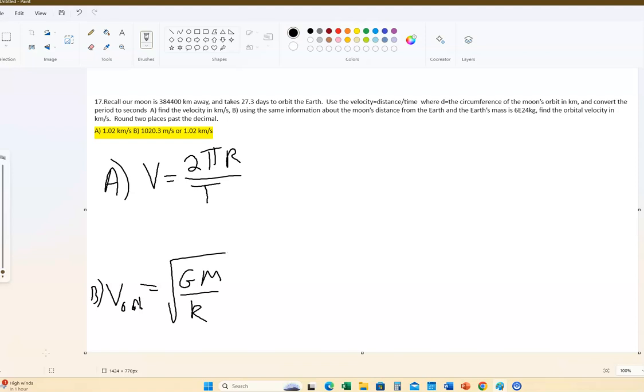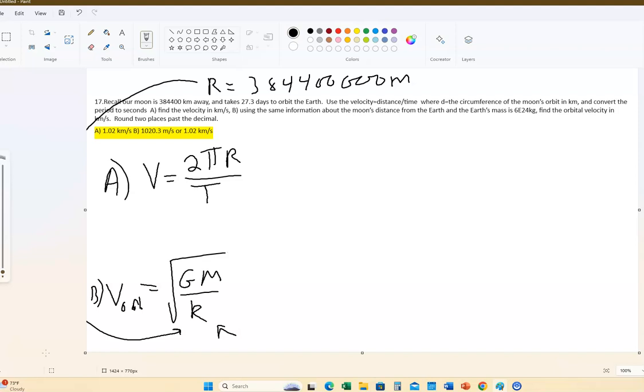The R can pretty much stay. In the second equation, R has to be in meters, right? So here, that's actually pretty simple to convert. It would be 384,400, and you just add 3 more zeros, times 10 to the third, 1, 2, 3, and now that's meters. So that one we're going to use down here later. For the top one, we're going to keep it in kilometers, which is good.